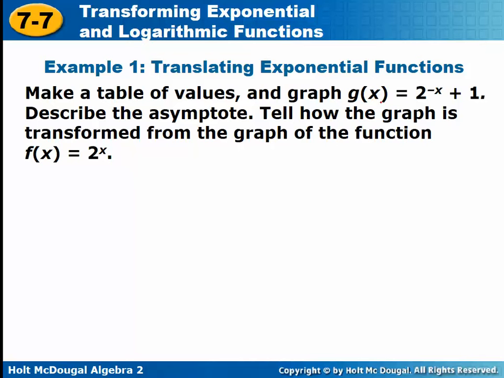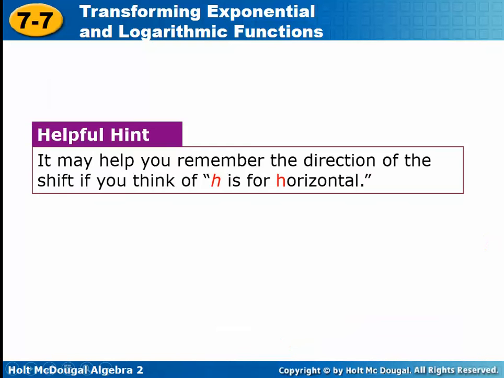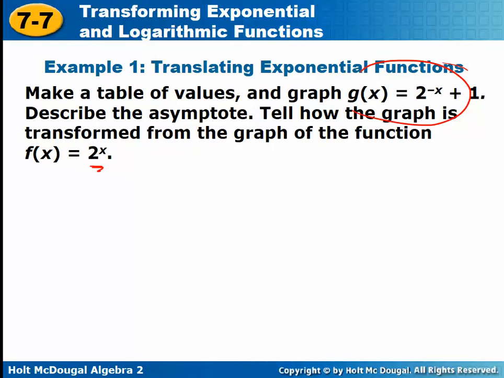You are going to graph g of x equals 2 to the negative x plus 1 and tell how that has been transformed from 2 to the x. So we're looking at this being our parent function, and we want to know how has this then been transformed from that. So we could go back to that table and say, the plus 1 at the end, I know that's going to move it up. And also the exponent, the exponent was negative, I believe, means that it's going to have a reflection about the y-axis. Let's see. Yep, the exponent's negative, so it's a reflection about the y-axis, and it will move up 1.